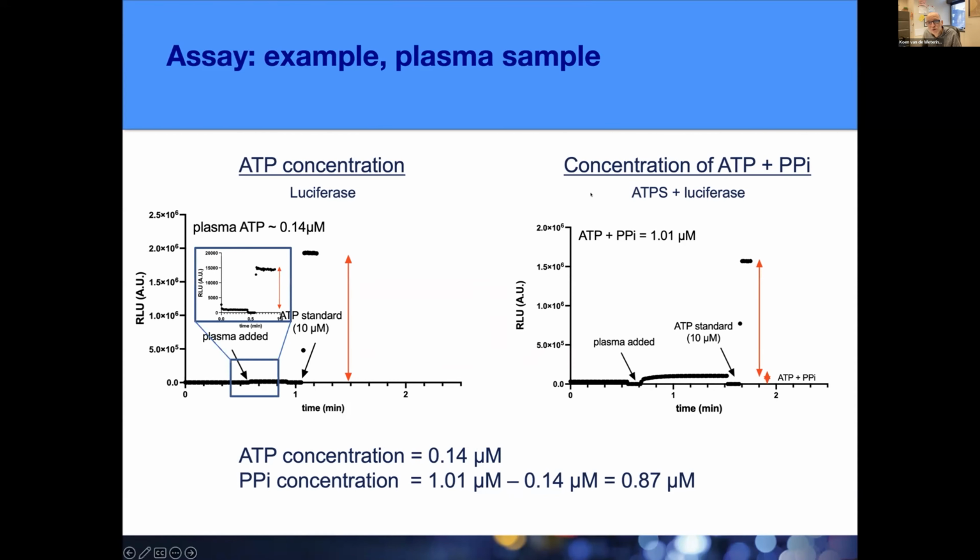The same we do after conversion of all the pyrophosphate into ATP by this enzyme ATP sulfurylase. So then you convert pyrophosphate back into ATP, and you see an increase in the light produced. And again, we add an ATP standard and we can calculate the amount of ATP and pyrophosphate. Then by just simple subtraction, we get a very accurate value for the amount of pyrophosphate in plasma.